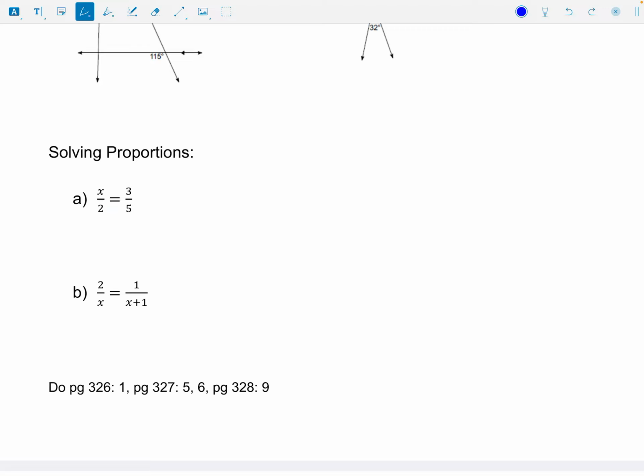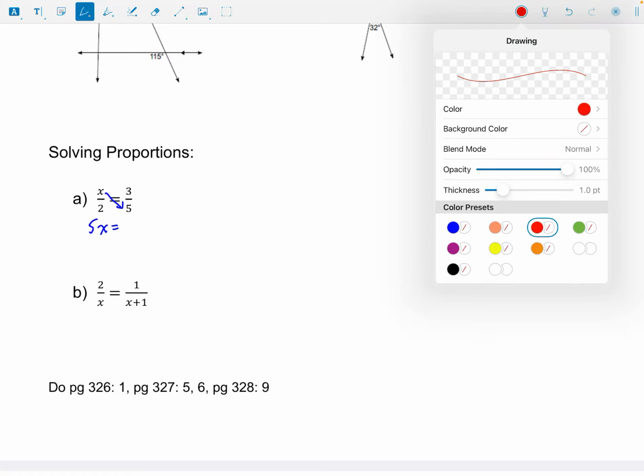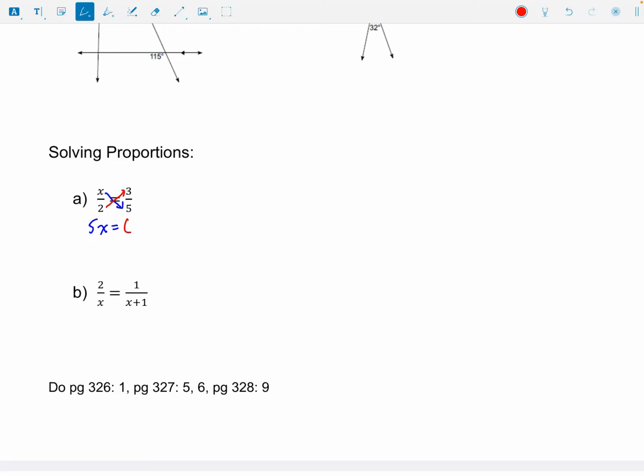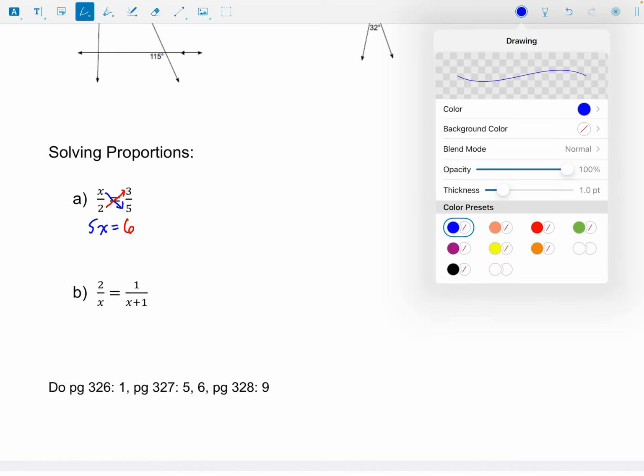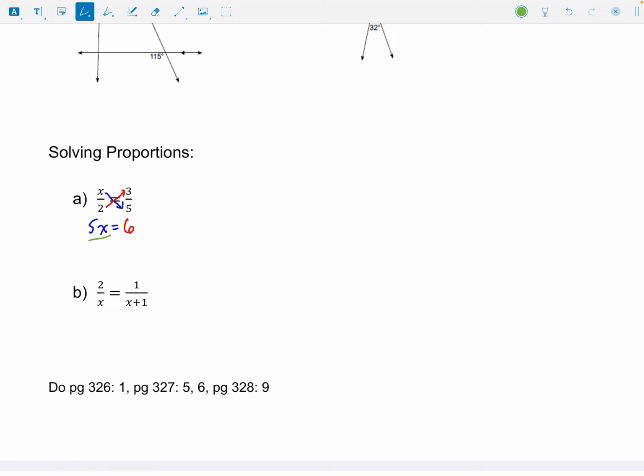So if you remember this method, we take the x and multiply it by the 5. So we get 5x equals, and then over here we get 2 times 3, which equals 6. That gives us 5x equals 6. So if we're trying to get x by itself, which is usually our goal, to get letters by itself so we can solve for them, we're going to divide 5 out of both sides, which crosses that out and leaves us with x equals 6 over 5. And that is a perfectly accurate answer.